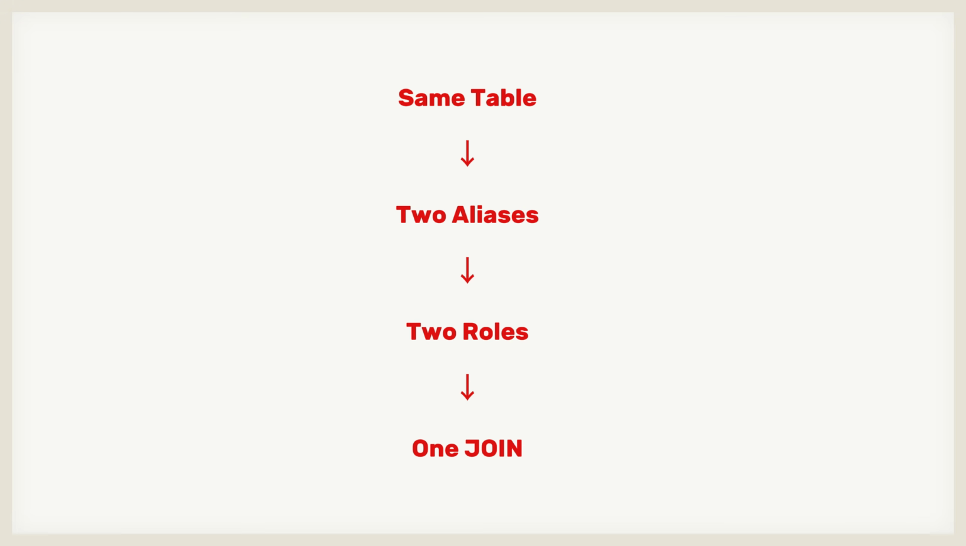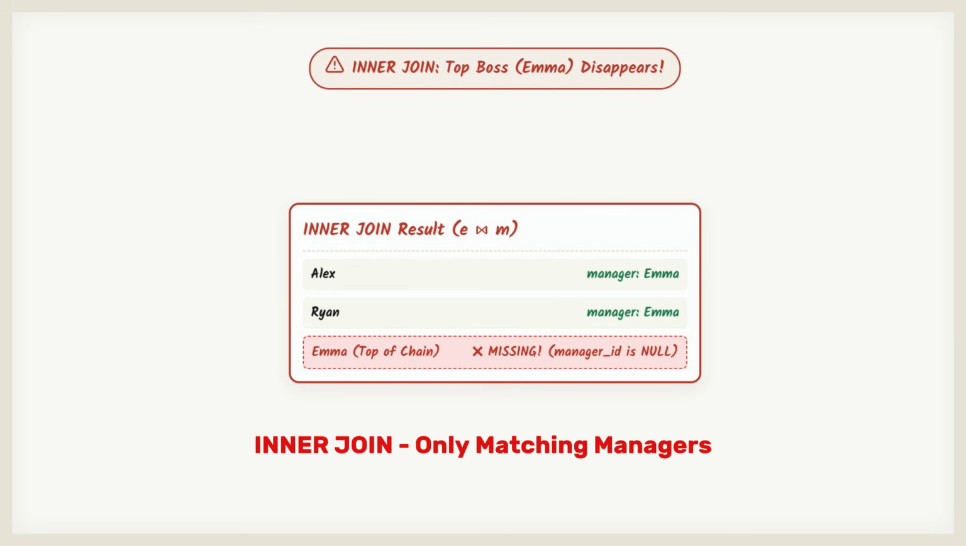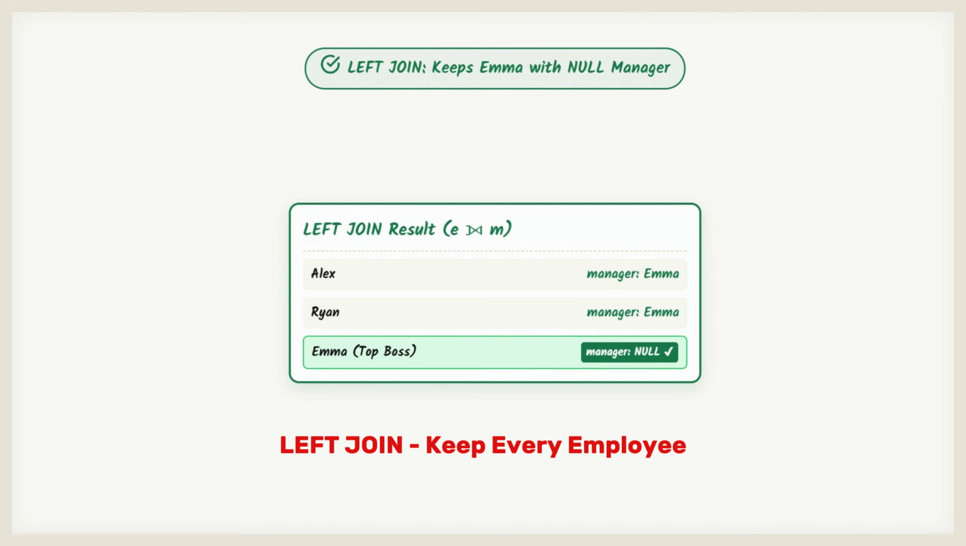Same table, two roles. Use an inner join and you get every employee paired with their manager, except the top of the chain disappears completely because Emma's manager ID is null and there's nothing to match it to. Switch to a left join. Keep E as the anchor, and now Emma shows up too, with null in the manager column, exactly where she should.